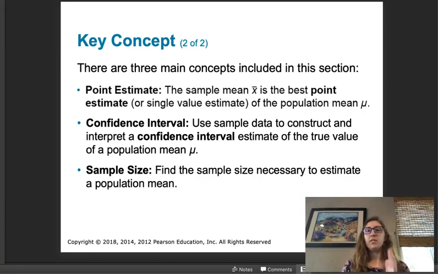So we're going to use that x bar for the middle of our confidence interval. And then again, we're going to calculate some margin of error, which we're going to both add and subtract to x bar to get our confidence interval. And similarly to our first section in chapter 7, we are also going to calculate the sample size that we need for a population mean.